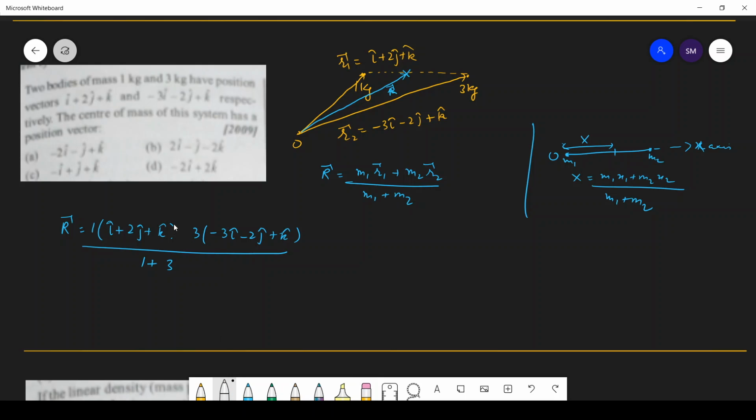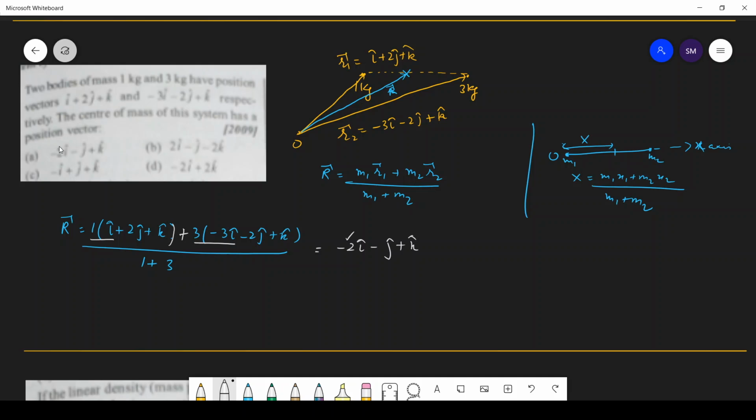So what is the correct option? Minus 2i cap minus j cap plus k cap, option A. You can clearly see this 1 i cap and this is minus 9, so 1 minus 9 is minus 8. Minus 8 divided by 4 is minus 2. Then for j, 2 and 3 times minus 2 is minus 6, so 2 and minus 6, minus 4 divided by 4 is 1.